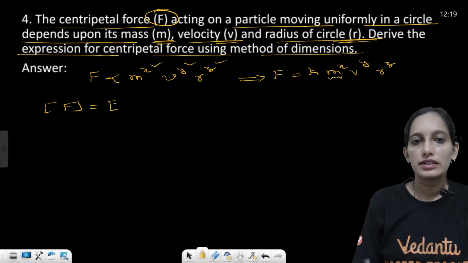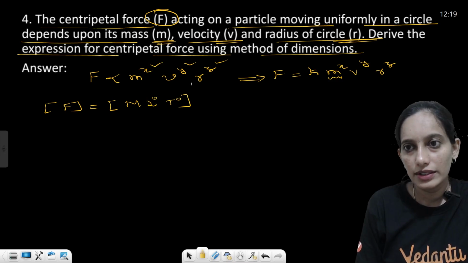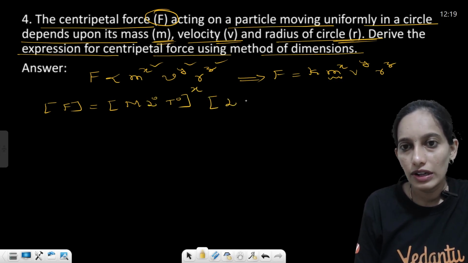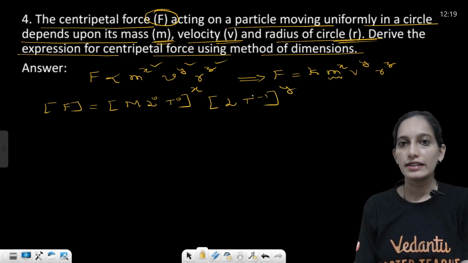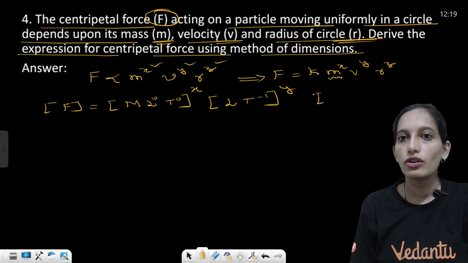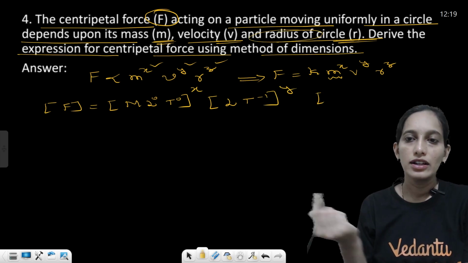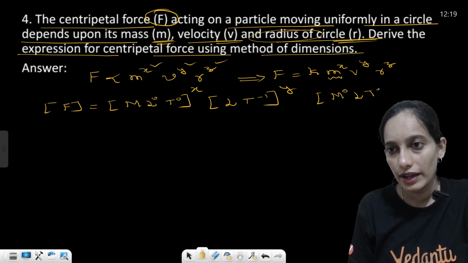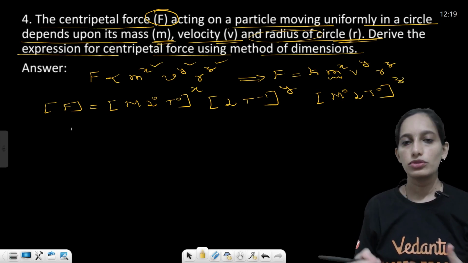So mass in dimension, I can simply write as M L^0 T^0 raised to power x. Next is the velocity. Velocity is L T^-1 raised to power y, and r raised to z. Here r is the radius, which has the dimension of length L, so M^0 L T^0 raised to power z. Okay, so this is how to write the dimension.